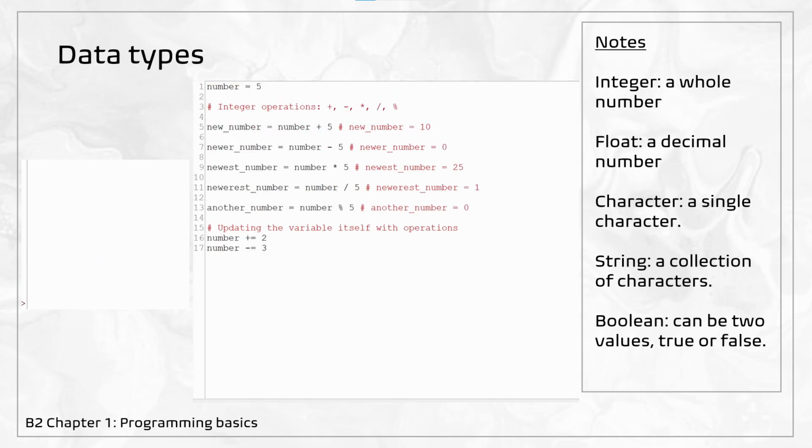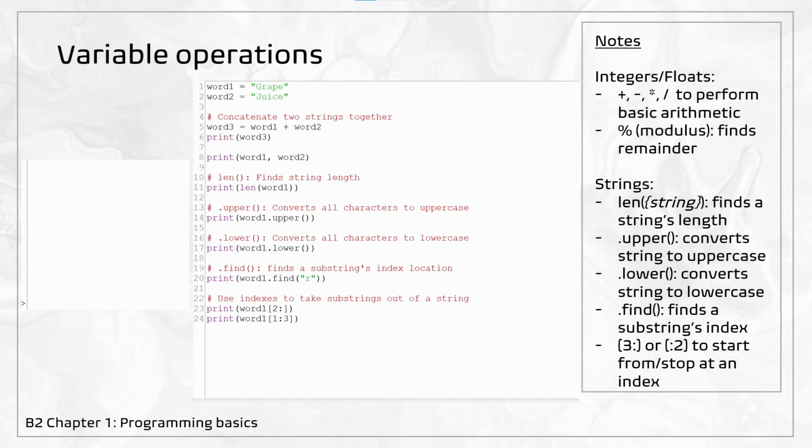Some data types let you perform additional operations on them. For example, we have an integer stored in the variable number. We can then add, subtract, multiply, or divide the value stored inside number with another value, so in this case 5. You can also use the percent symbol to find the remainder after division. We store all these results inside new variables listed over here. But if you want to update the variable itself, you can use the operation followed by an equal sign, like this.